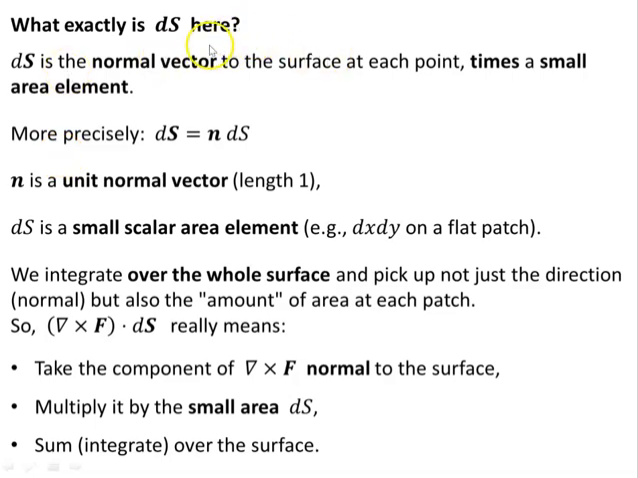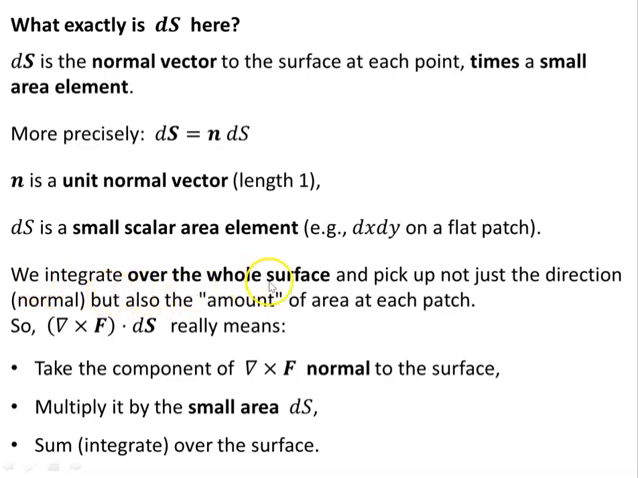What exactly is ds here? Okay, ds is the normal vector to the surface at each point times a small area element. So more precisely, the vector ds is the unit vector n times the surface scalar ds. So n is a unit normal vector, length 1. Ds, this ds here, is a small scalar area element. You'll see later in our example, it'll be dx dy on a flat patch in the xy plane.